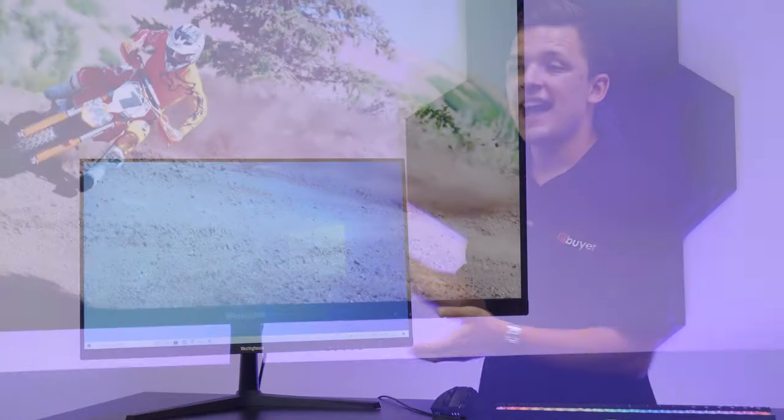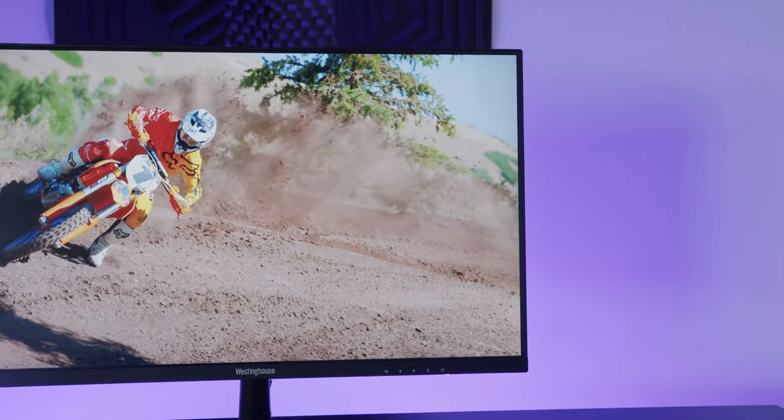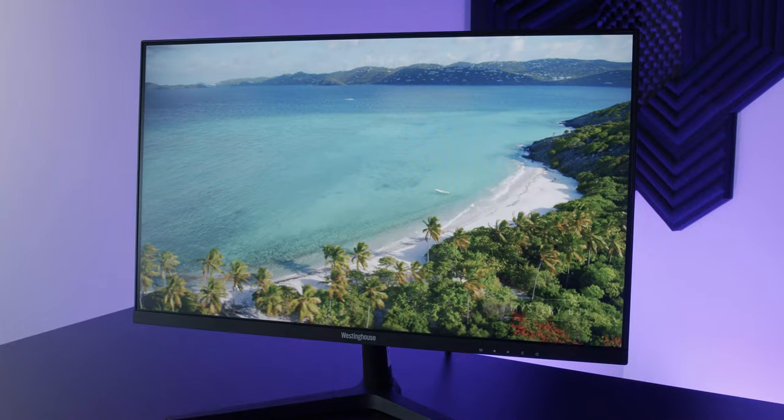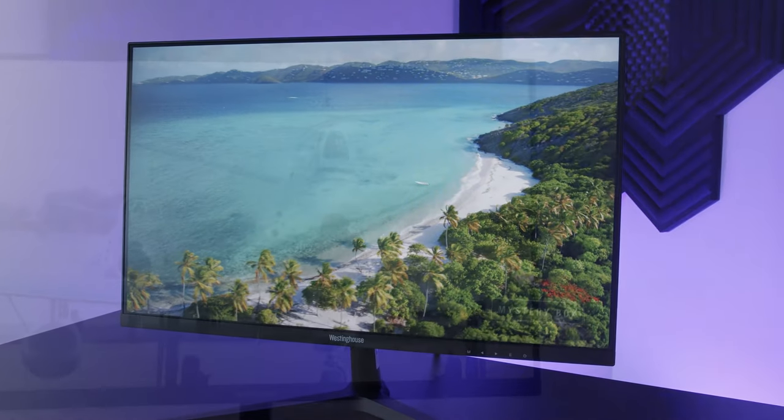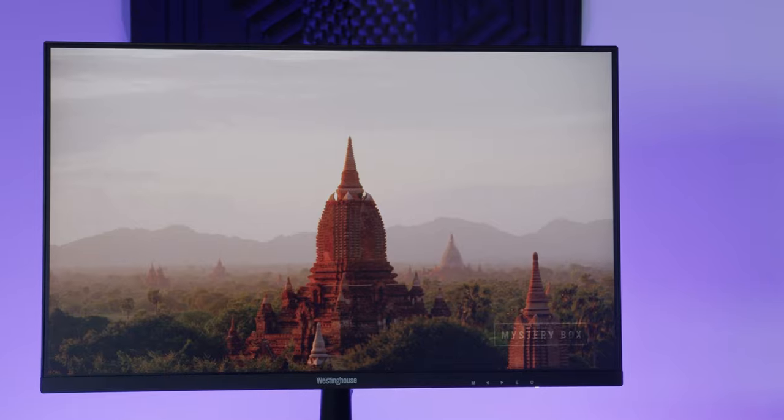All in all, the Westinghouse 27-inch IPS monitor, designed for work and for home, is a great way of getting a versatile 1080p panel at a really affordable price point.